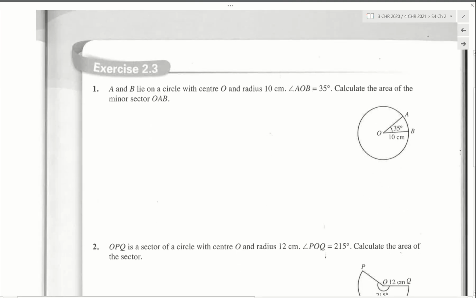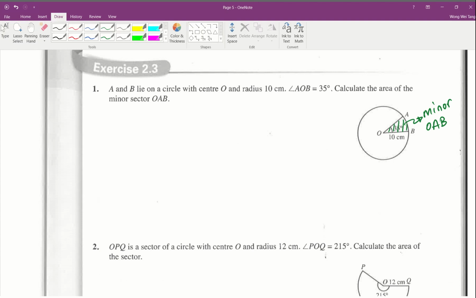A and B lie on a circle, center O, radius is 10. Angle 35 degrees. Calculate area of the, oh, what is this word again? Minor. What does minor mean? Small. Minor means small. Small sector OAB. Where is OAB? This is minor OAB. So is there a major OAB? You got minor, should have major, right?